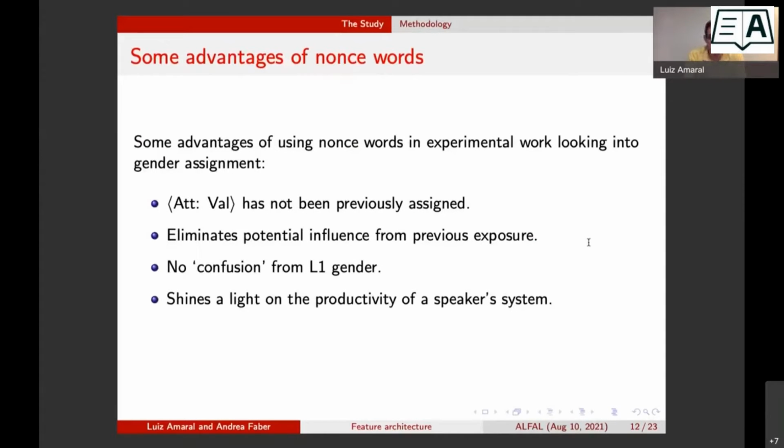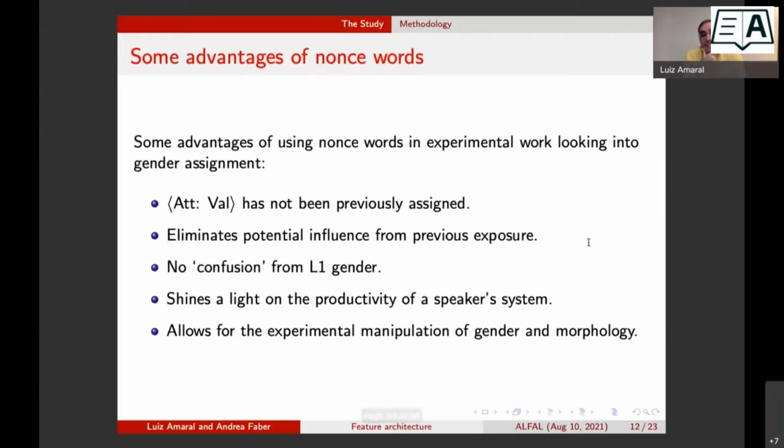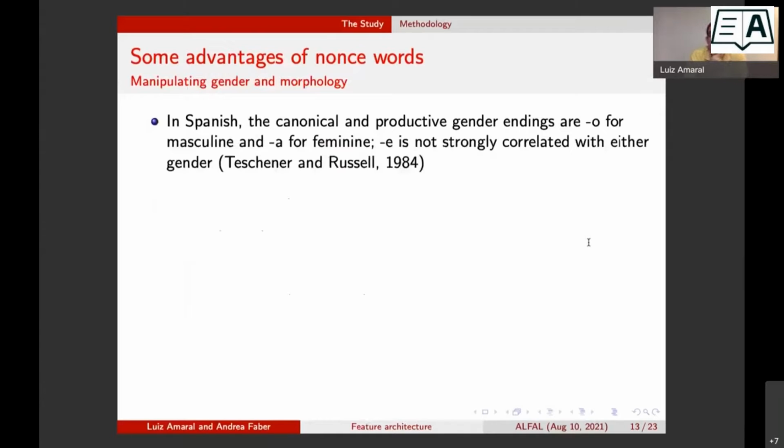We're going to see what we mean by that, because we're going to assign productivity here based on morphological cues. And it allows for the experimental manipulation of gender and morphology. What we mean a little bit by productivity here, and we're going to be referring to that later on with our data, is that the canonical and productive gender endings are O for masculine and A for feminine, and E is not strongly correlated with either gender.